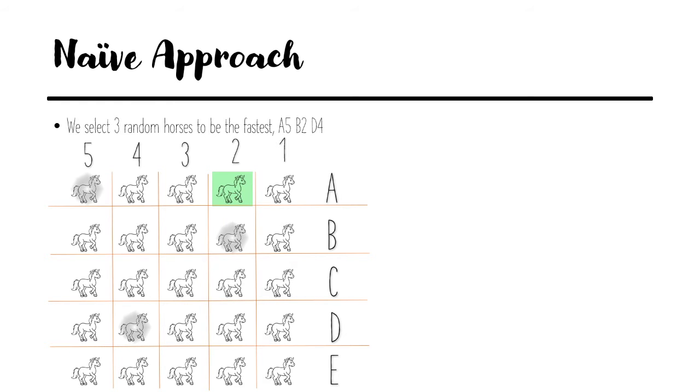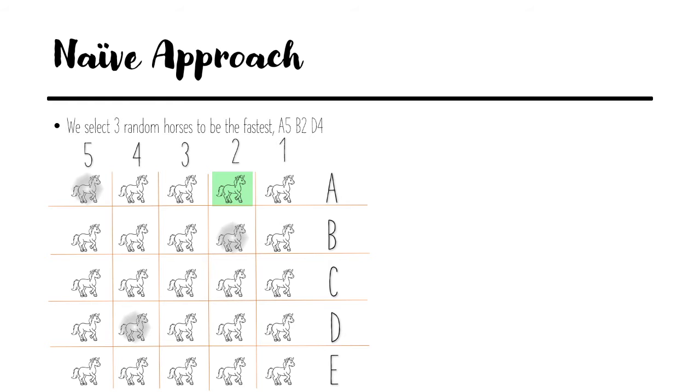So, in our naive approach, we start from the condition, it's very important, that the fastest horses are in different groups. Okay, take it easy. Let's go over that again. The fastest horses are in different groups. That's the condition. We will get rid of that condition later, but first we start with that condition.